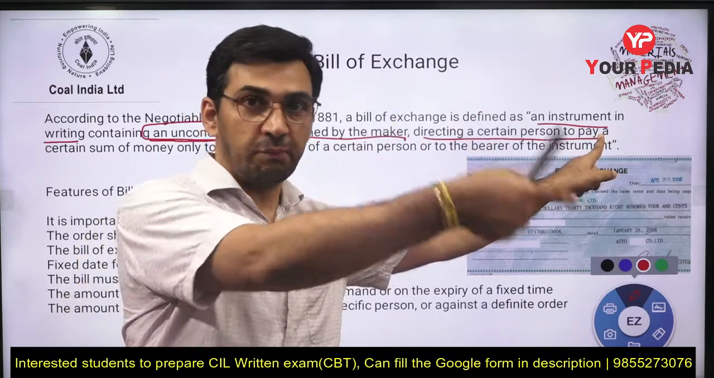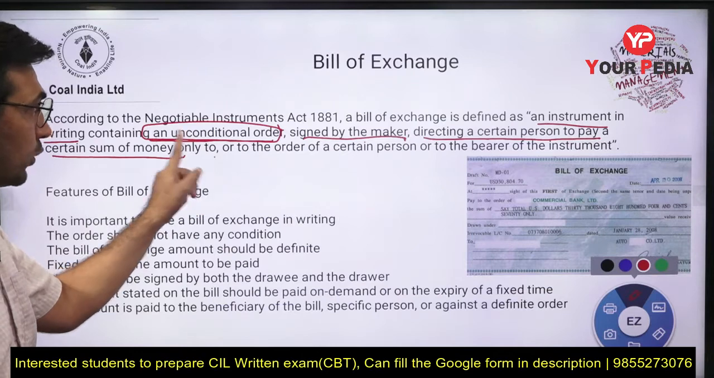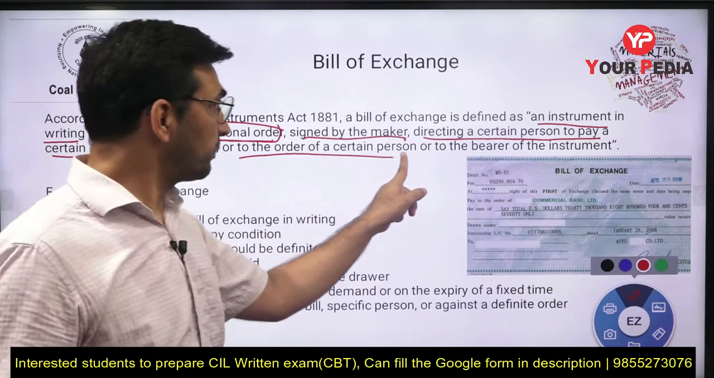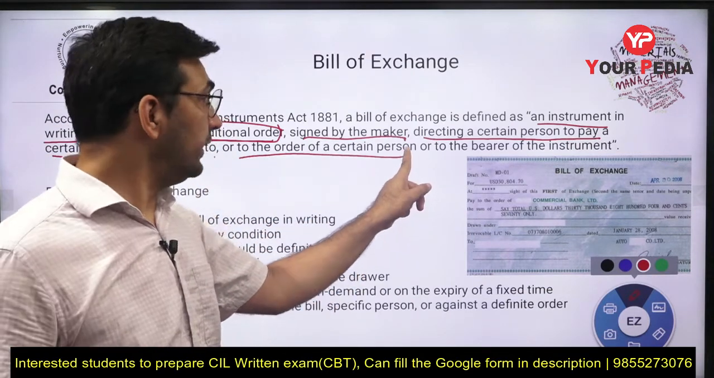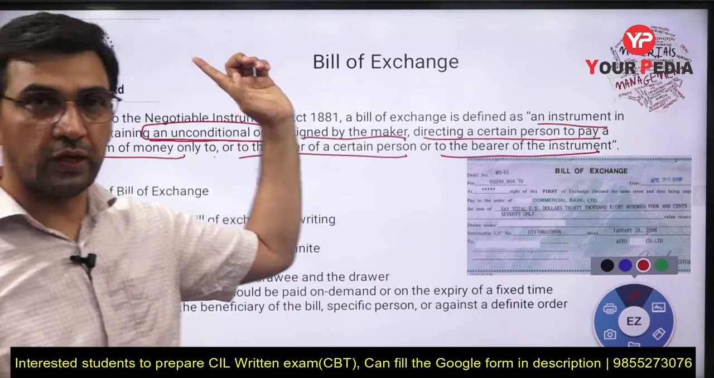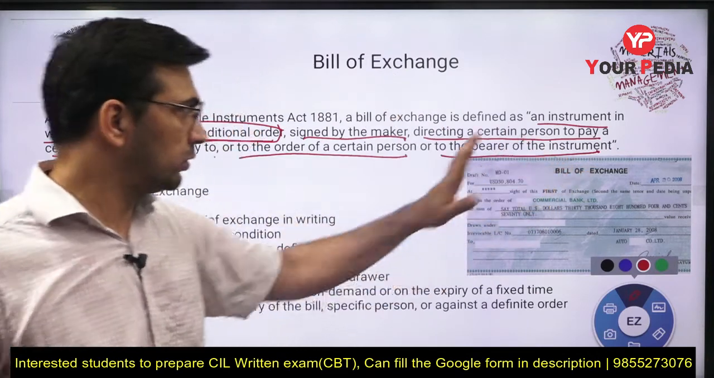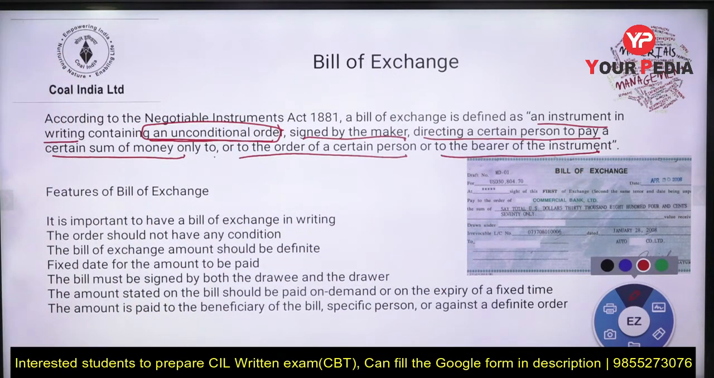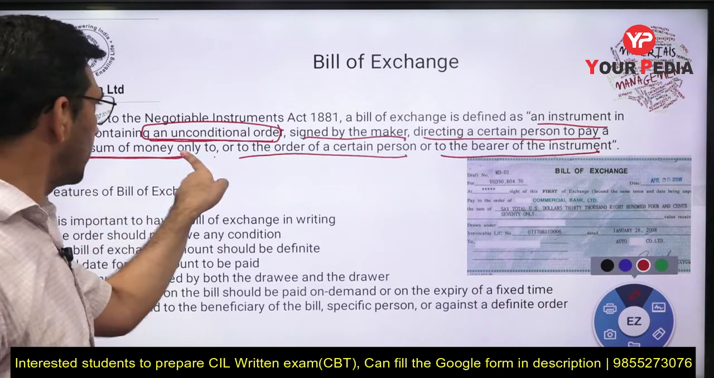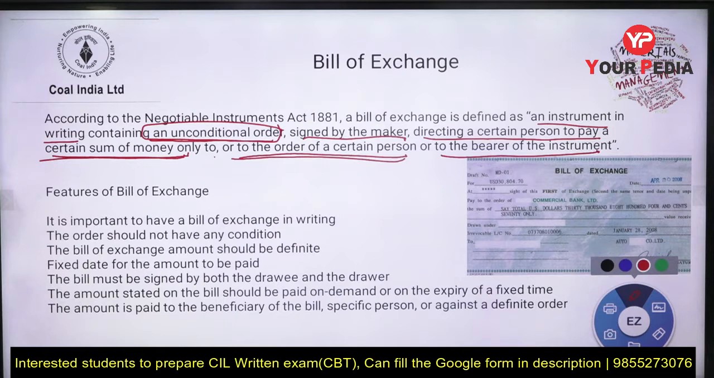Directing whom? The buyer, to pay a certain sum of money only to that person, or to the order of a certain person, a third party, or to the bearer of the instrument. Again, the bearer of the instrument, as you said, in case of this RBI Act, is not allowed now. But definitely if a person is mentioned or a third party is involved, to them we can definitely transfer. Features of the bill of exchange, again more or less on similar lines.